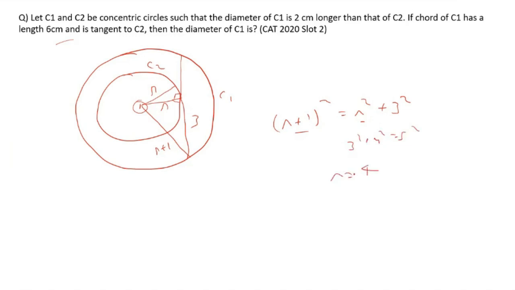Is that our answer? No, because it's half the diameter of C1. So R plus 1 would be 5. This is the radius of C1. The diameter of C1 would be 5 into 2, which is 10.